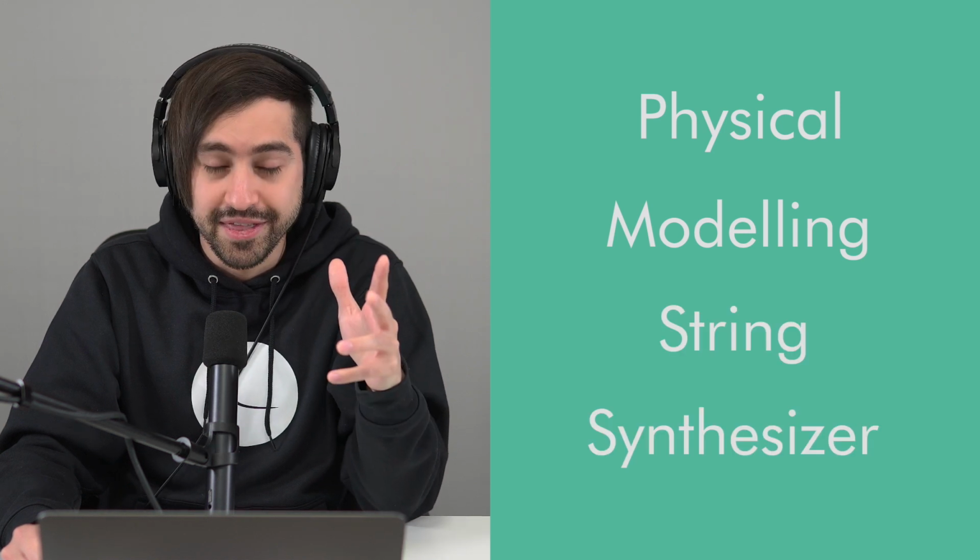Before we start, we need to understand that Tension is a physical modeling string synthesizer. That is to say, an instrument that generates the tones in real time using complex models to emulate the sound of a string being plucked or bowed.